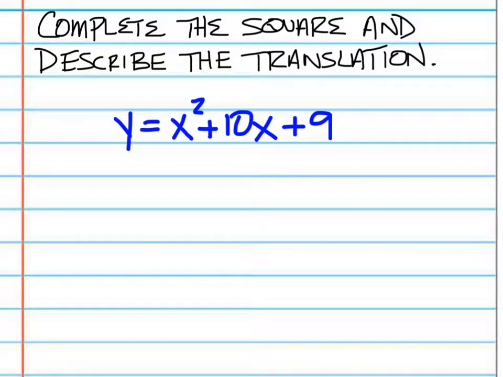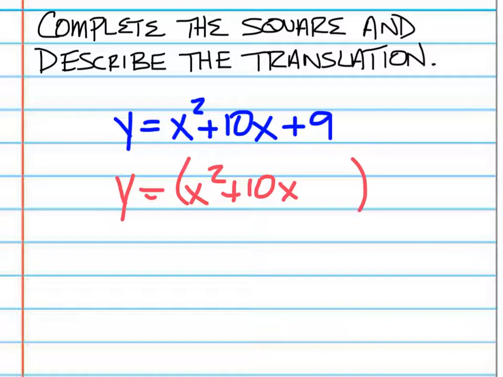Complete the square on y equals x squared plus 10x plus 9, and then describe the translations. You have to group the x squared and the 10x together, but you have to leave a space and then put your plus 9 on the outside.